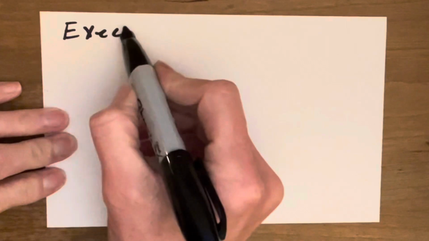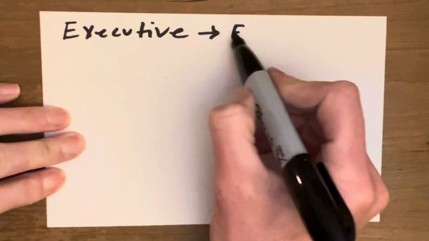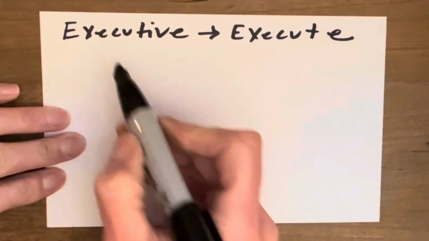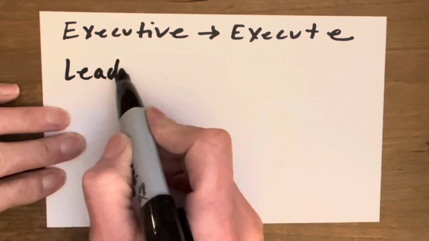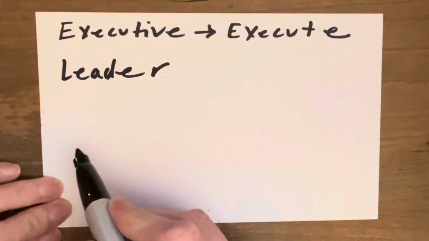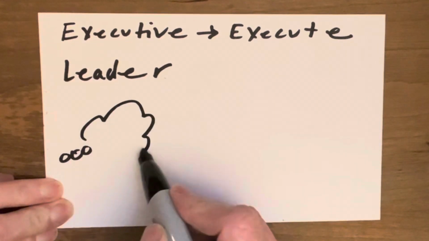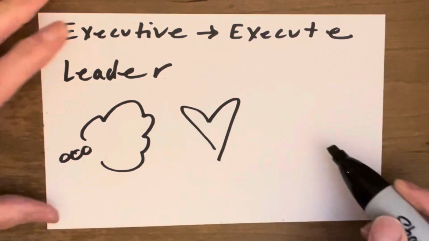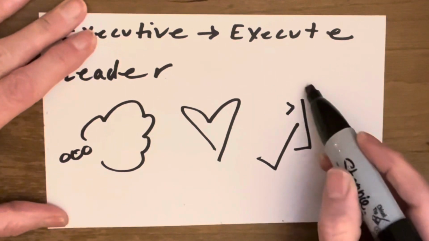Executive functioning. So executive, let's break it down to execute. We can also consider an executive a leader. So what do I want to lead? My executive functions lead my thinking. My executive functions lead my feeling, and my executive functions lead my behavior.